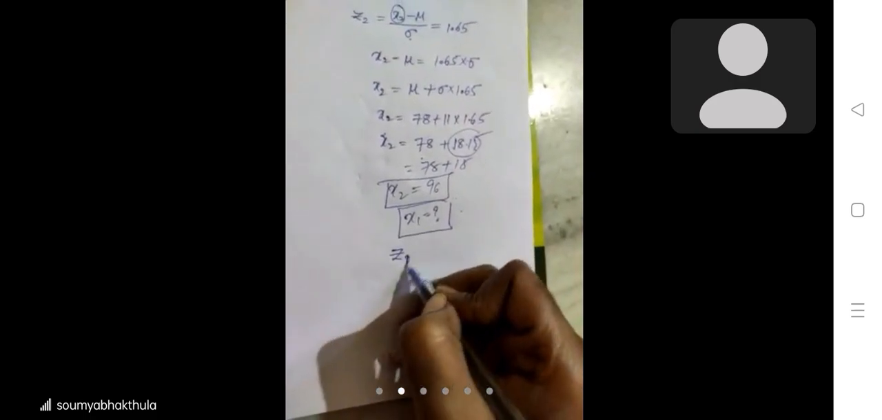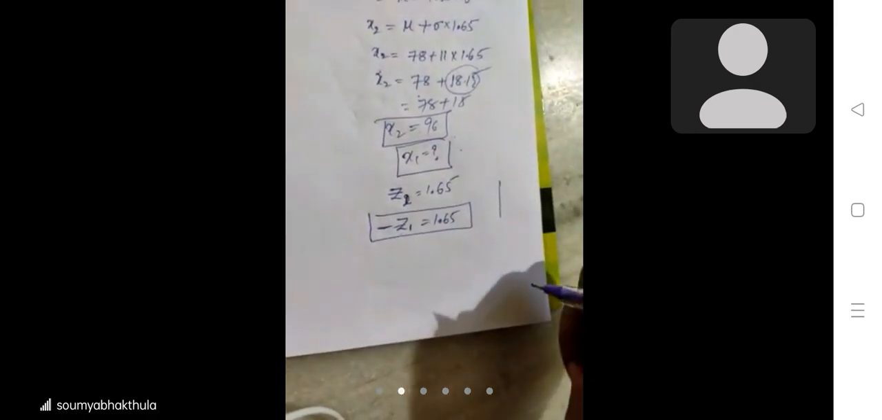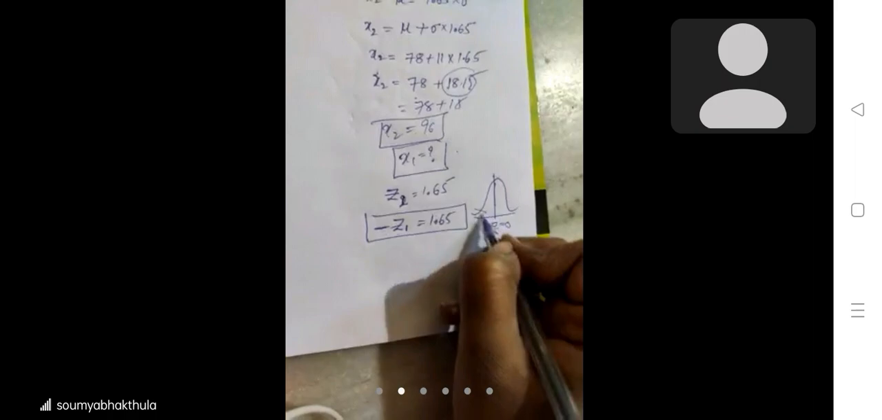Now the question is the first limit you have to find. I already told you, for Z2 you got the answer 1.65. For Z1 also the same value because it is symmetric. I'm taking minus Z1 equals 1.65. Why am I taking minus Z1? Left side, ma'am. Yes, on the left side of Z equals 0, these will be negative values. That's why minus Z1 equals 1.65, so Z1 equals minus 1.65.